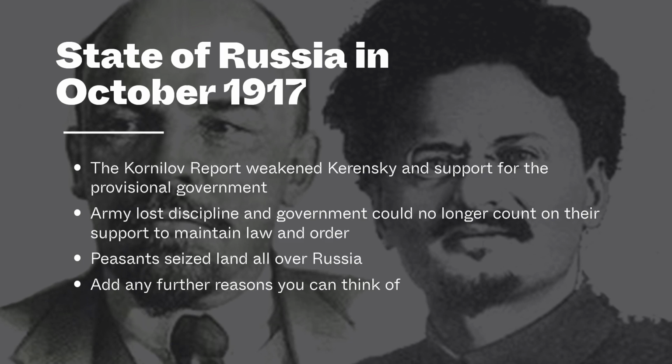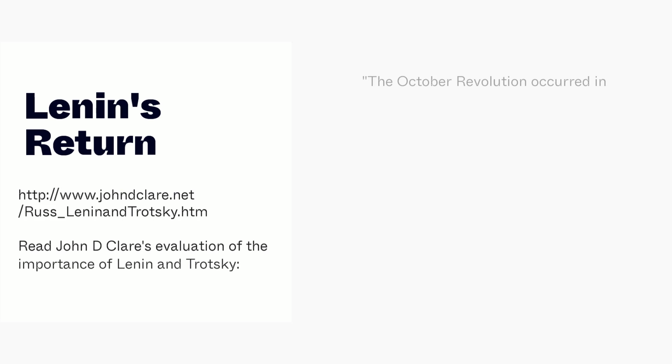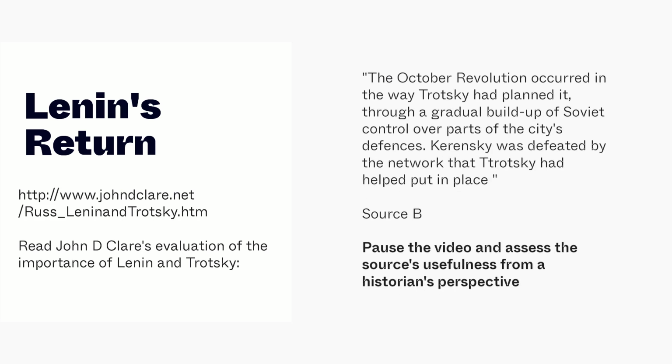Task: pause the video and add any further reasons that we have just discussed that would show weaknesses of the provisional government. As we have just discussed, the role of Lenin and Trotsky have also been seen as key reasons for the success of the Bolsheviks in October 1917. Task: pause the video. Type the following website into your browser. Read John D. Clare's evaluation of the importance of Lenin and Trotsky. Write your own evaluation of each individual.